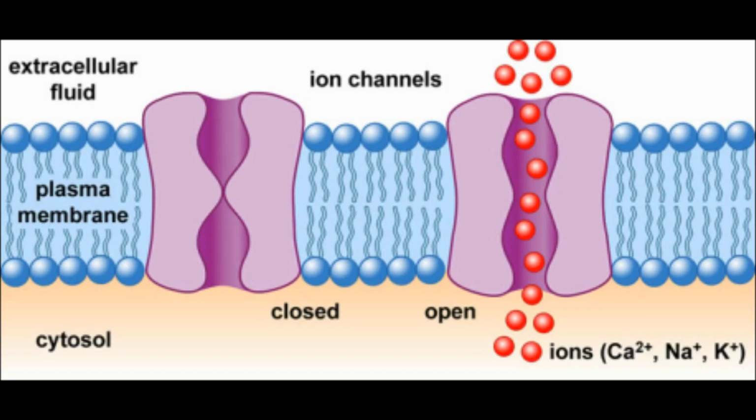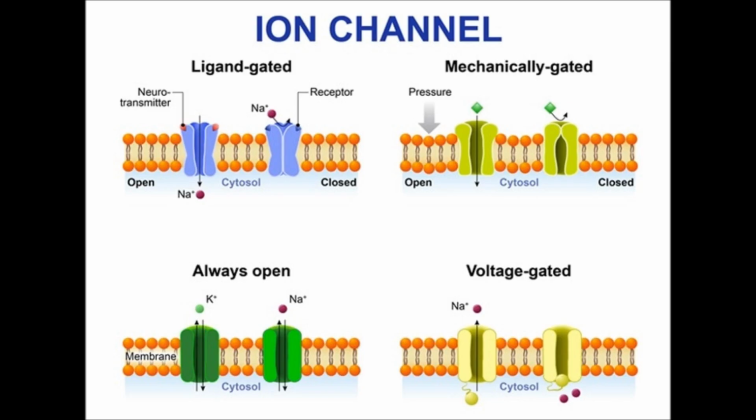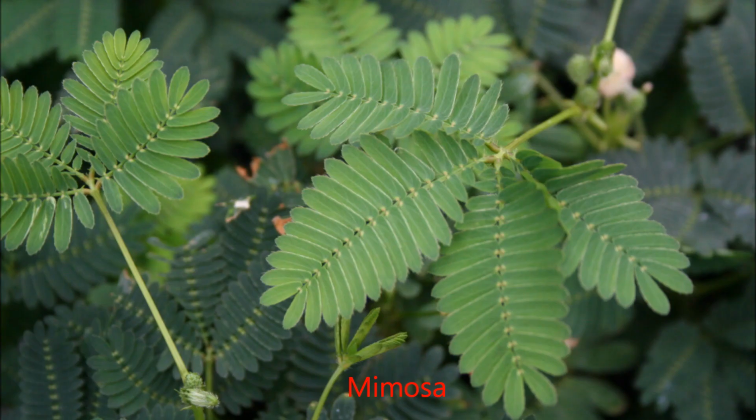Ion channels are proteins on cells' membranes that allow ions to pass through. So, ion channels can let specific ions through. In animals' nervous systems, sodium, potassium, calcium and chloride ion channels are present.